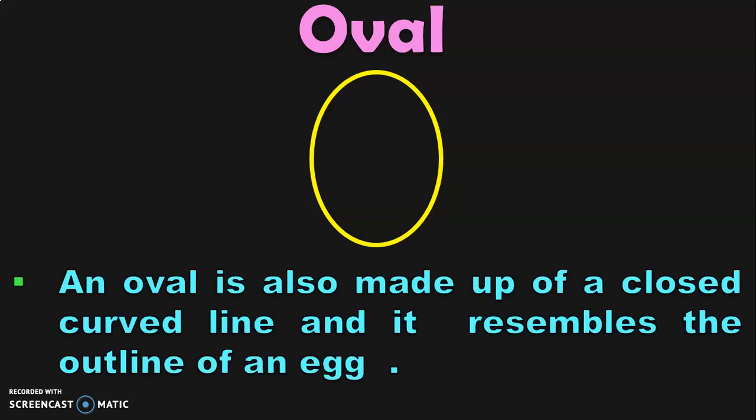The next shape that we are going to see is an oval. An oval is similar to a circle and it is made up of a closed curved line. And it resembles the outline of an egg. The difference here is that in the oval, the center part is a little bulged and the corners are a little pointed. Let us see some examples of objects that resemble an oval.